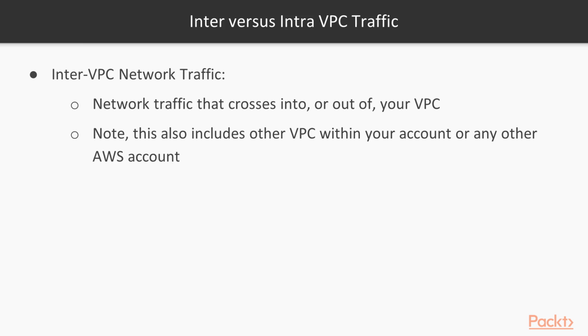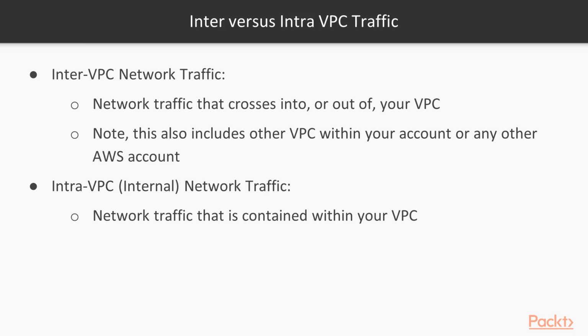Inter-VPC traffic, that is network traffic that crosses into or out of your VPC. Note, for this discussion, Inter-VPC traffic also includes traffic between accounts and between VPCs within your account. The second category is intra or internal network traffic. That is network traffic that is contained entirely within your VPC.